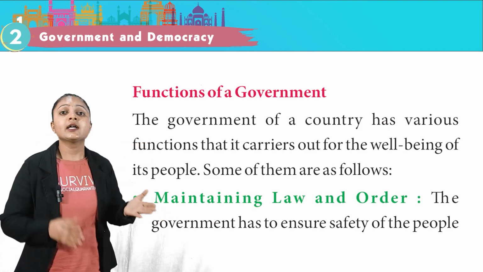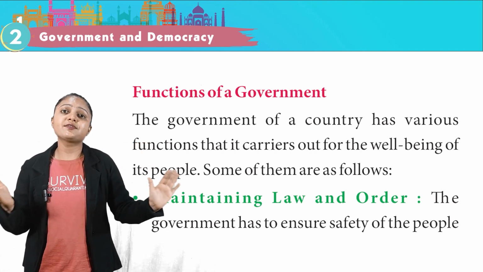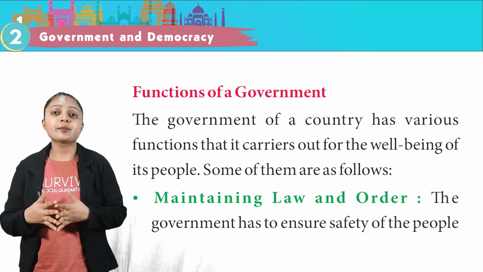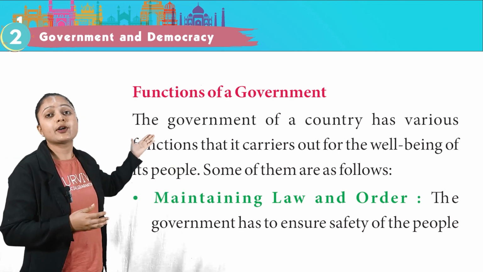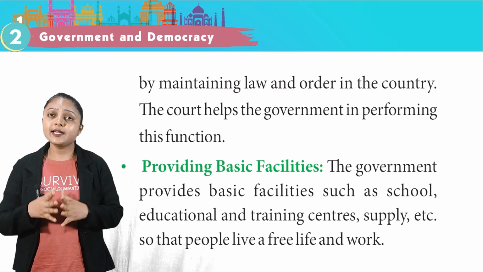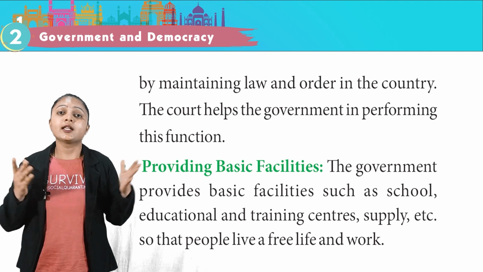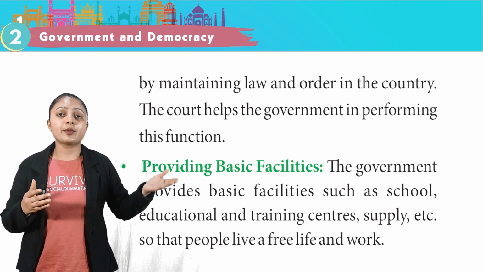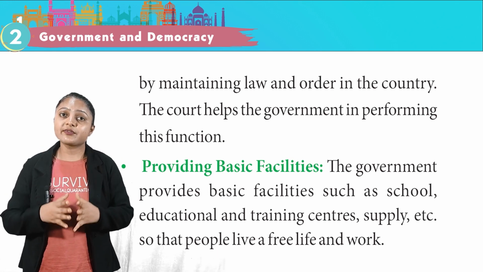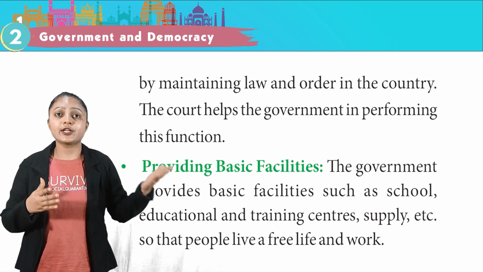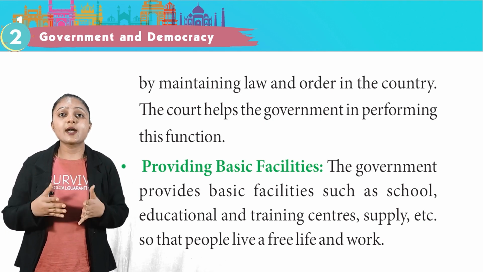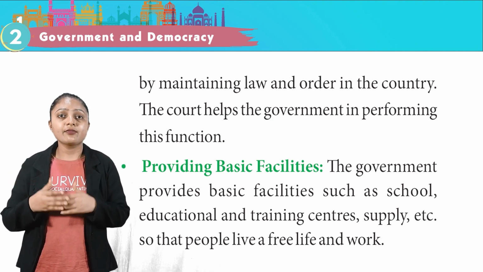Functions of the government. The government of a country has various functions that it carries out for the well-being of its people. Some of them are as follows. Maintaining law and order. The government has to ensure safety of the people by maintaining law and order in the country. The court helps the government in performing this function. Providing basic facilities. The government provides basic facilities such as schools, educational and training centers, water supply, etc. so that people live a free life and work.